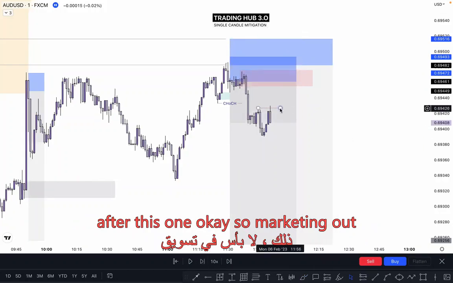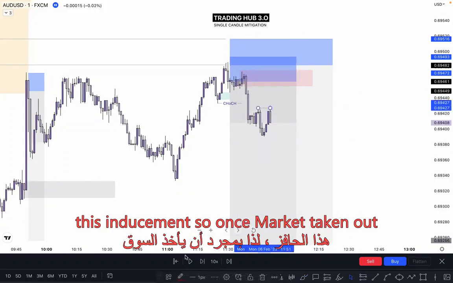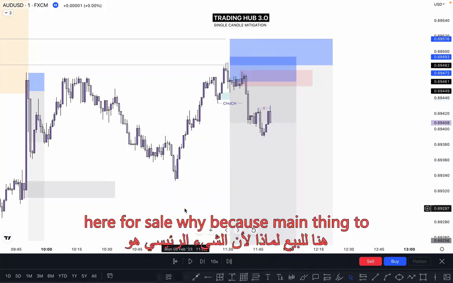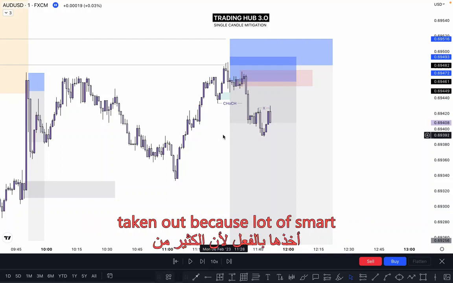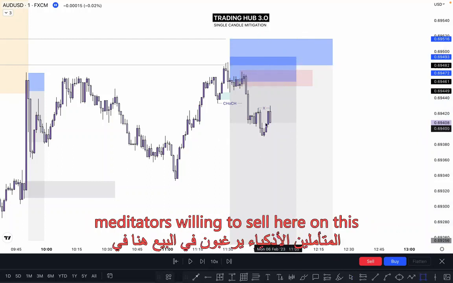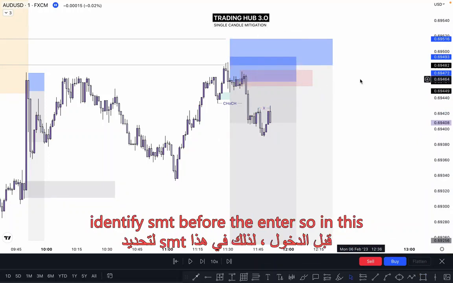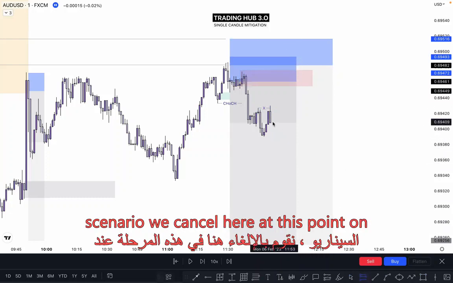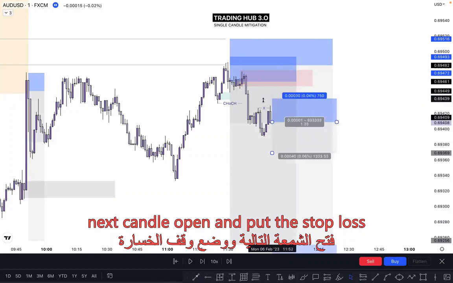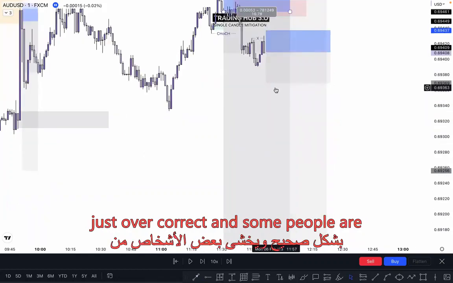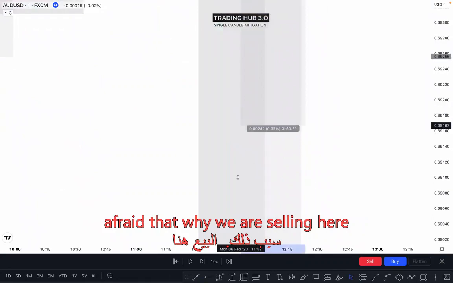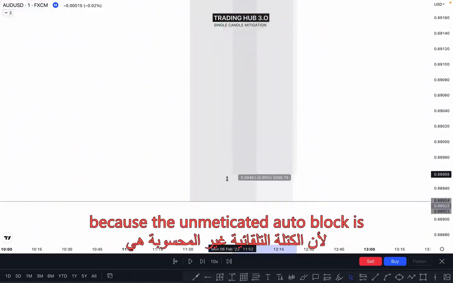Okay, so market taken out this inducement. So once market has taken out the inducement, probably we are looking here for a sell. Why? Because the main thing, taking out the liquidity, is already done, because a lot of smart money traders are willing to sell here on this order block, and this one is our SMT. You have to identify liquidity, you have to identify SMT before the entry. So in this scenario, we can sell here at this point on next candle open and put the stop loss just over, correct?